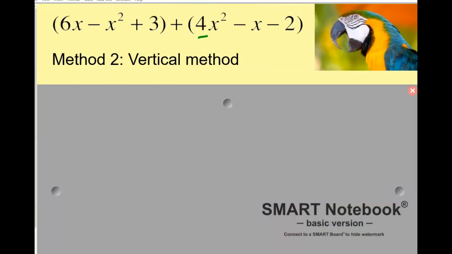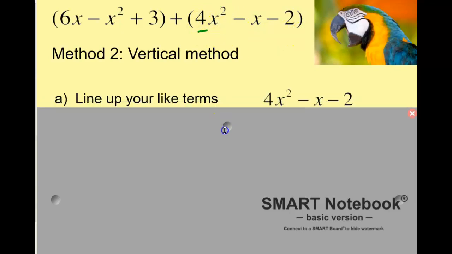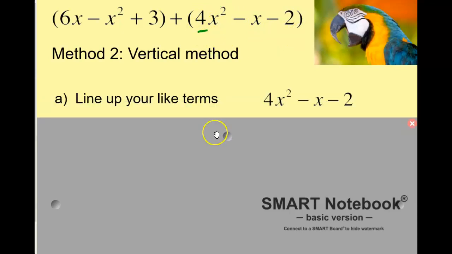The second method is the vertical method. I kind of like this better because this way I can always take whatever the orders are and put them into degree order as I'm rewriting them. So what I'm going to do is set it up so I use this one first because it's already in proper degree order. So I'm going to rewrite it: 4x squared minus x minus 2.